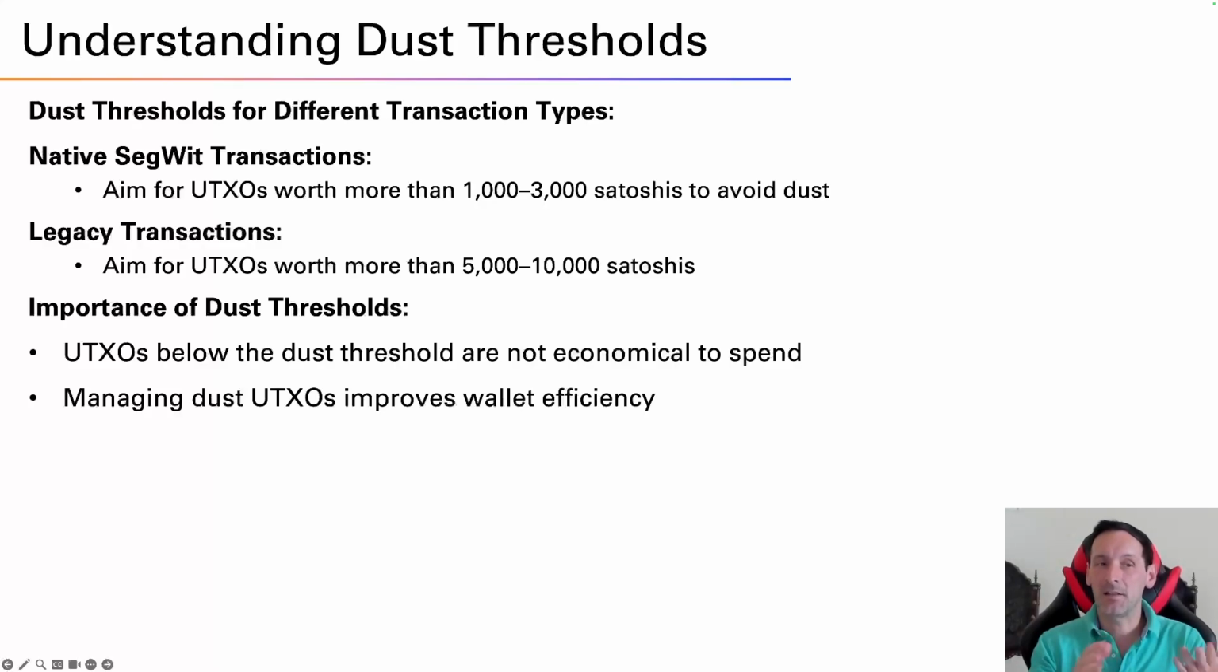As you can see, for legacy transactions the threshold is higher, between 5,000 and 10,000 satoshis. That's what I found after doing a little bit of research. But the script I configured basically for 1,000, which is the lowest level. Yeah, so let's continue.